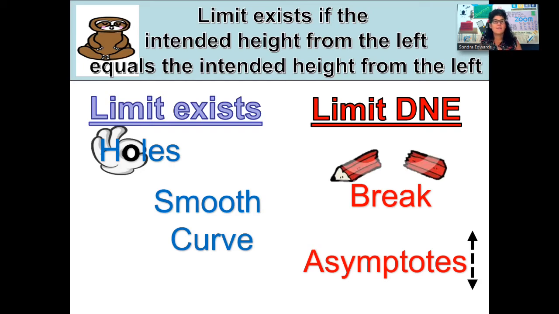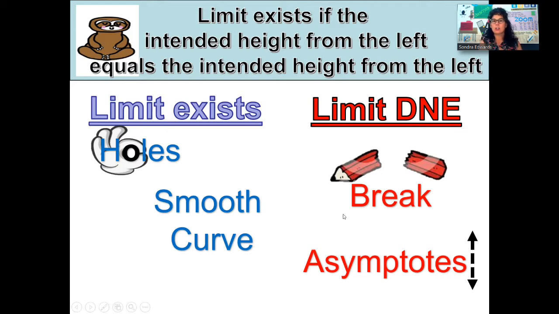Previously, we evaluated limits using what I call the Sloth Definition, kind of the lazy way of going about it, which amounts to, because it looks like it. The limit exists if the intended height from the left and the right are the same. So if you look at the graph of a function and you're finding the limit at an x value, if you see that there is a hole in the graph or the curve is smooth there, well, the limit is going to exist. We're going to be able to find an answer.